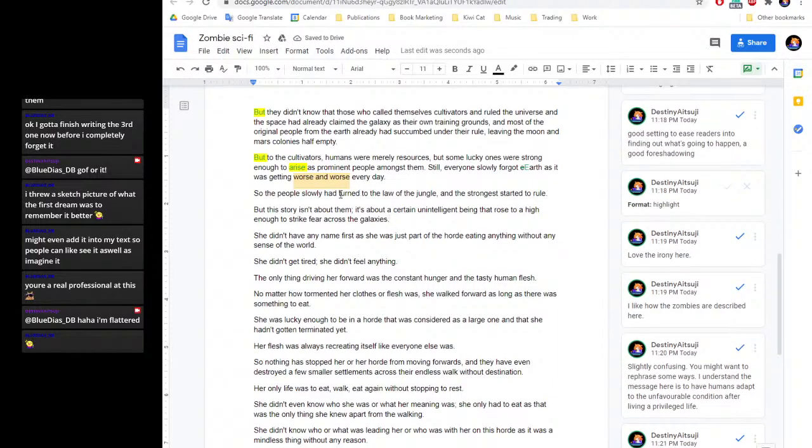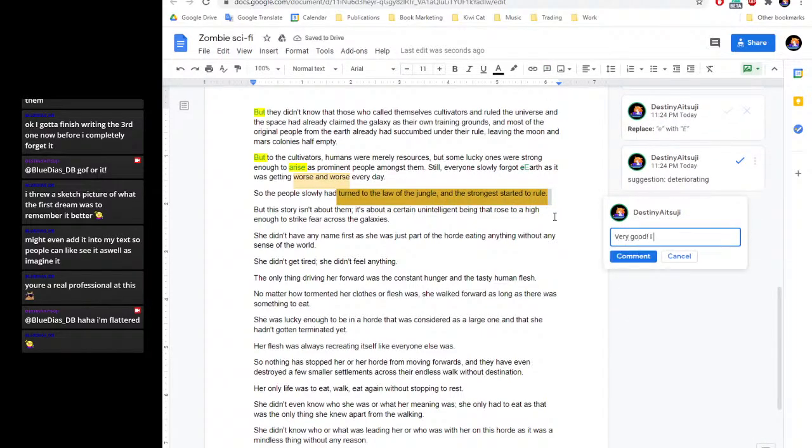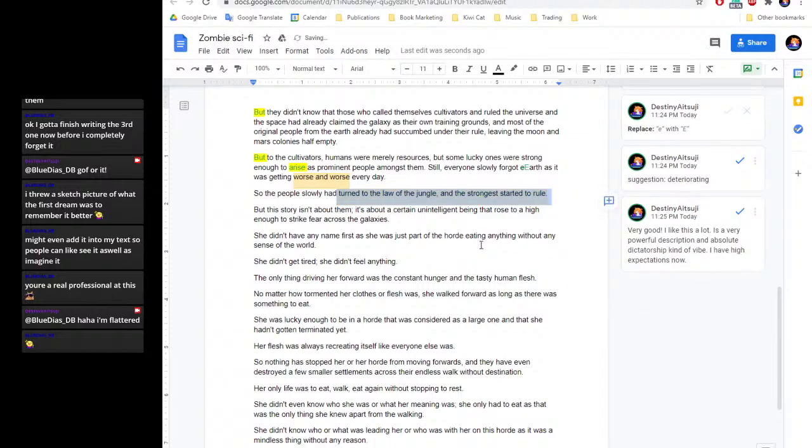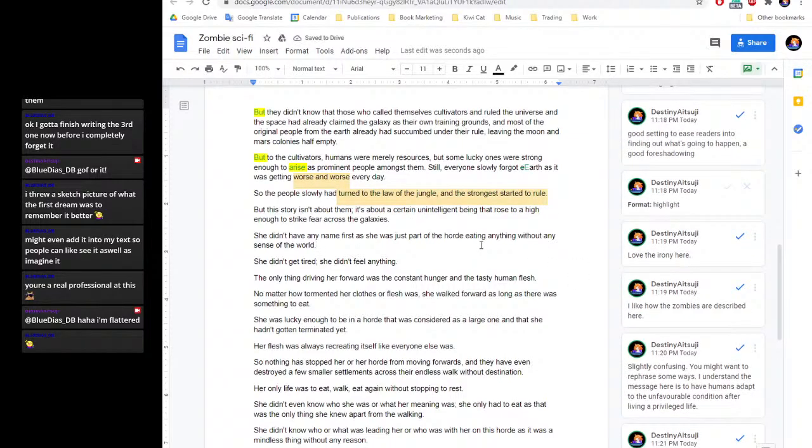Okay, so people slowly turn to the law of the jungle. Very good. I like this a lot. Okay, so I really like this a lot. It's a very powerful thing to actually explain dictatorship in the very primitive sense. So it calls out to your instinct. You know exactly what's going on. I have very, very high expectations of this.